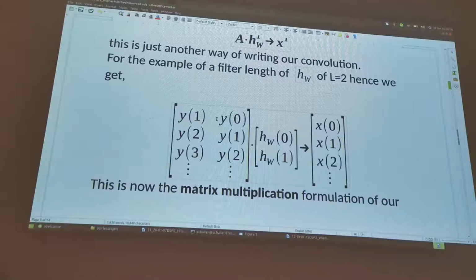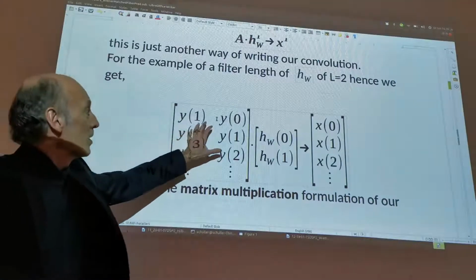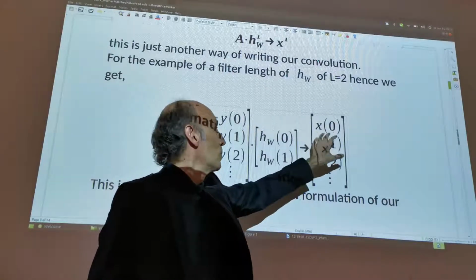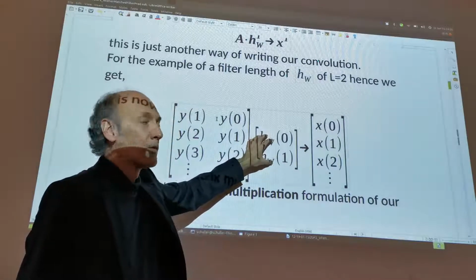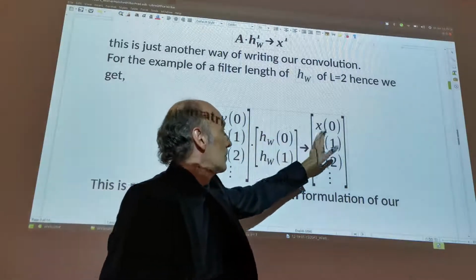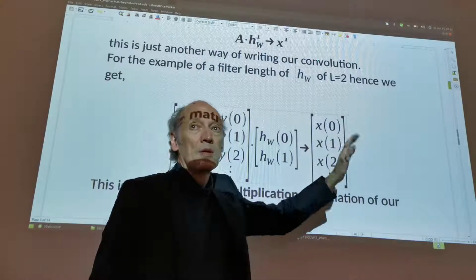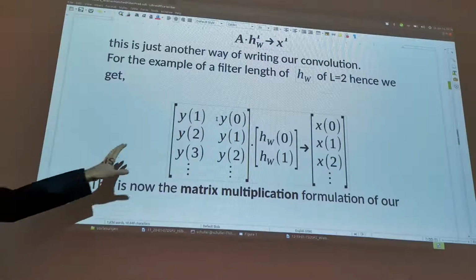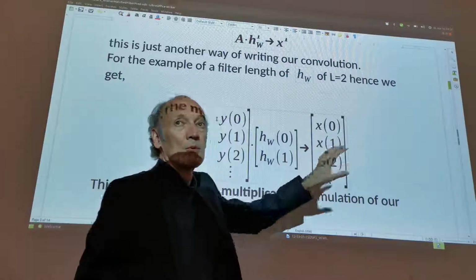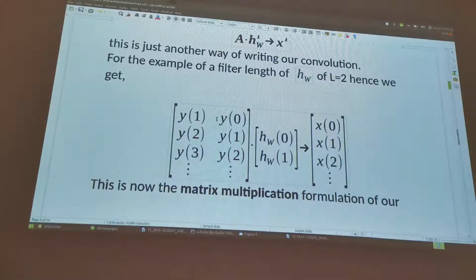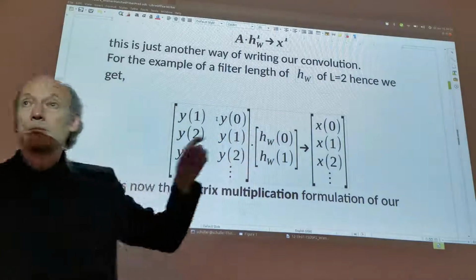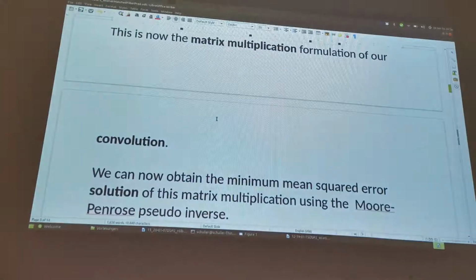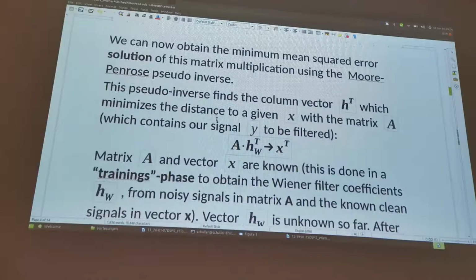So this is now the matrix formulation. If we have a noisy signal, and if we have the original clean signal, so if we have both, then we just need to find these coefficients which minimize the distance between the output and the clean signal. Make sense? So this result should be as close as possible to this one. And the coefficients to find are those two. So the rest is given. So this is the matrix formulation of our convolution.